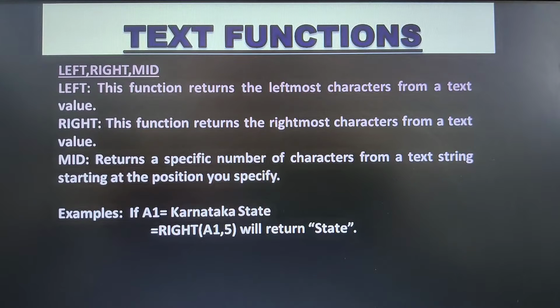Now here is an example where cell A1 consists of the string Karnataka state. When you look at =RIGHT(A1,5) that I specify here, I would like to see the 5 rightmost characters in this particular string. So it would return me 5 characters, 1, 2, 3, 4 and 5. It will start counting from the right. Alright. So these are the 5 characters. So state will be returned.